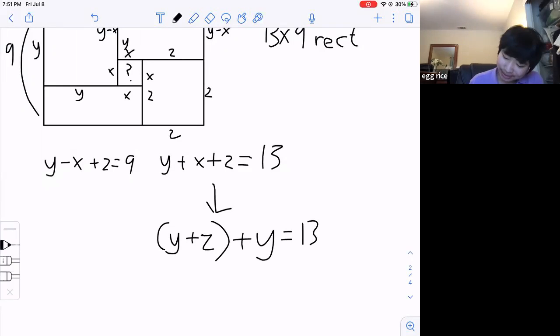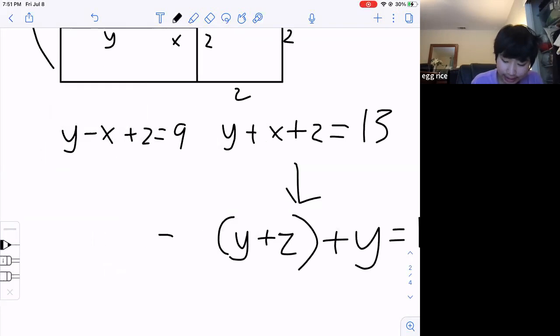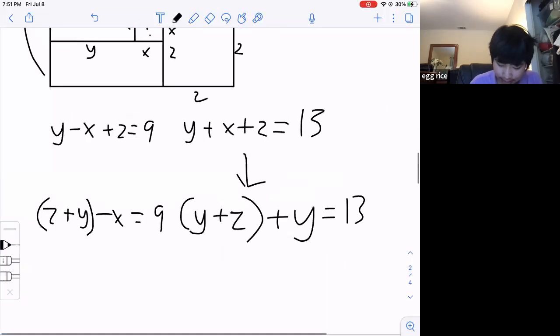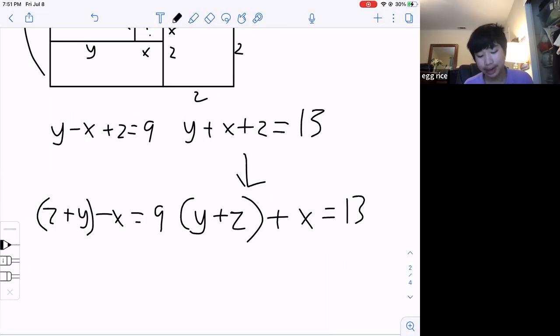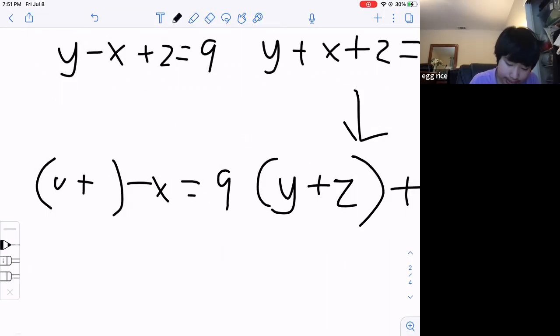Okay. So we can also do the same thing over here. Because of the associative property, we can see that z plus y minus x also equals 9, right? This makes sense. Whoops, I realized I messed this one up. We realize that z plus y minus x equals 9, and y plus z plus x equals 13. And obviously y plus z equals z plus y. So we can just change this to y plus z.